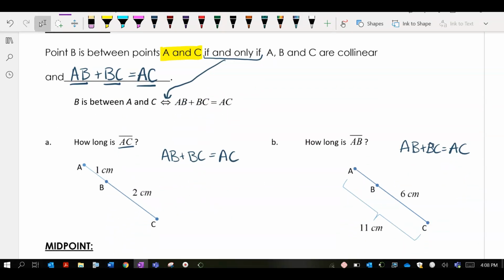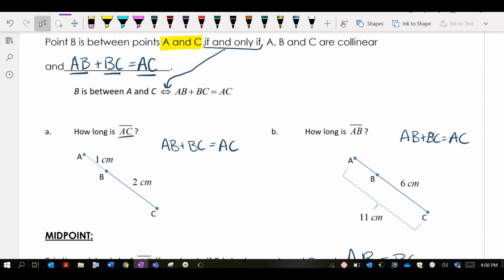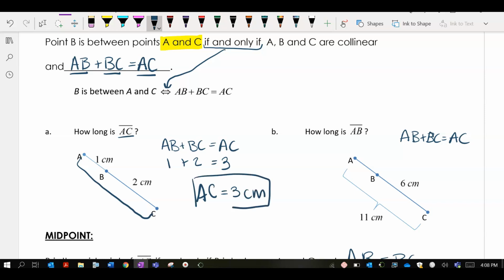Okay, so in this example, we're going to do the first one. It'll make a little bit more sense on what betweenness is. We have here, how long is AC? Well, AC is the entire line. So I'm going to take each individual section, add them, and it'll equal the full line, AC. So we have here 1 centimeter for AB plus BC is 2 centimeters. So AC will equal 1 plus 2 is 3. When we write our answers, AC equals 3 centimeters. Notice why I didn't put the bar on top.